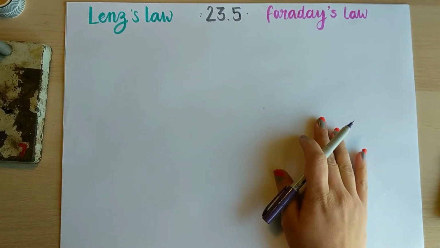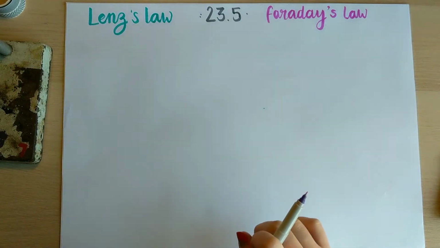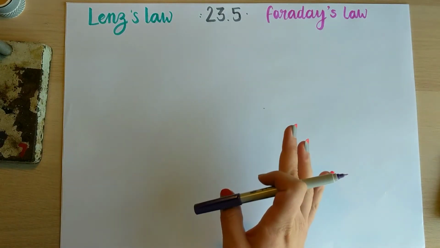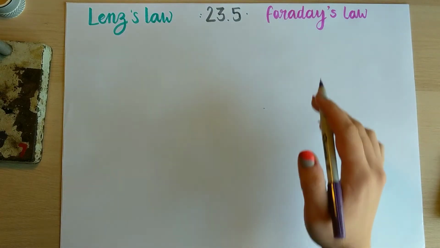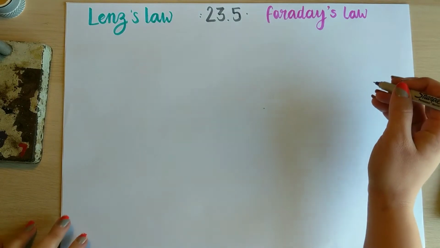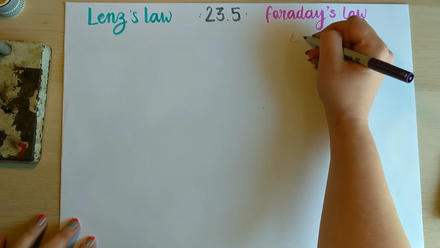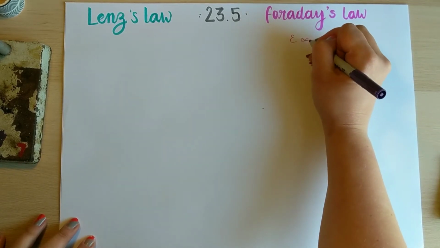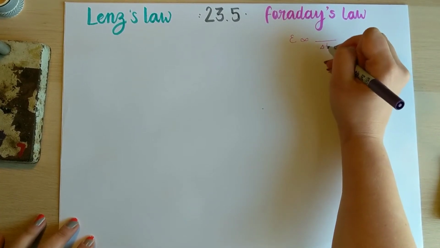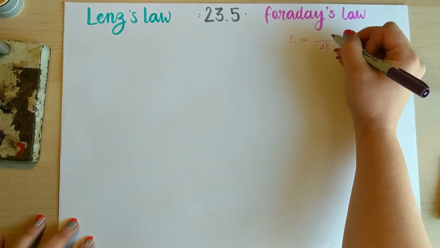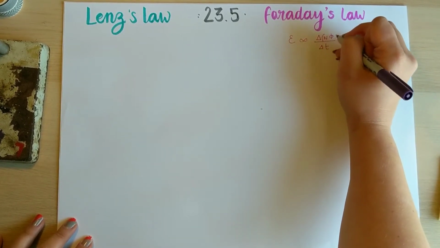Hi folks, so this lesson is about Faraday's law and Lenz's law, looking a bit more in detail, following on from the electromagnetic induction basics that we did last lesson. So starting off with Faraday's law, it states that the magnitude of the induced EMF is directly proportional to the rate of change, so we know it's over time, of the magnetic flux linkage. So it's the change in magnetic flux linkage.